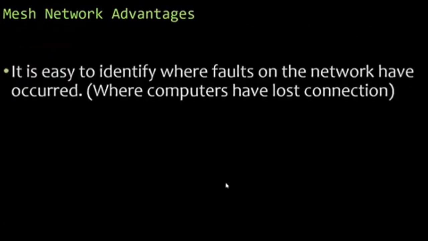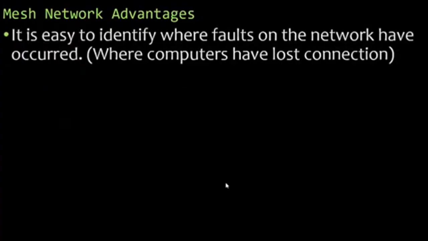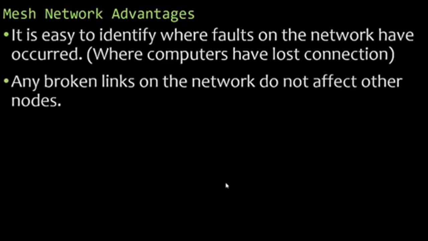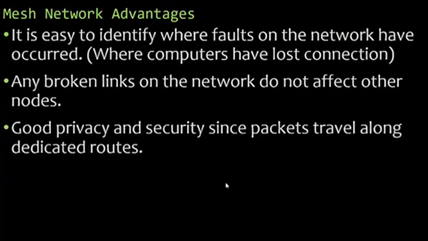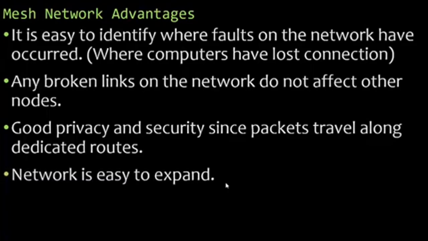Now, there are advantages with a mesh network. It's easy to identify where faults on the network have occurred. When we talk about a fault, we mean where computers have lost connection. Any broken links on the network do not affect the other nodes. There's good privacy and security since packets travel along dedicated routes. It's not visiting every single node unless you're using a flooding topology. The network is very easy to expand.